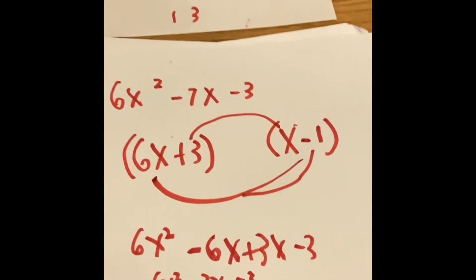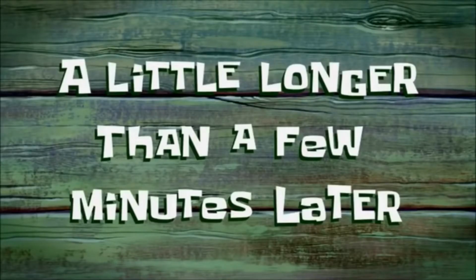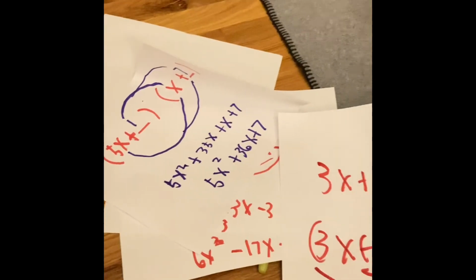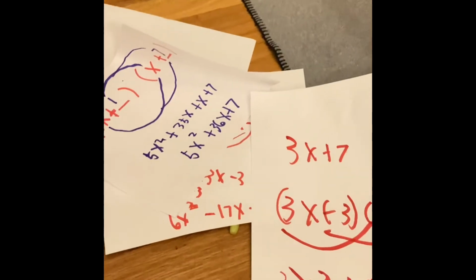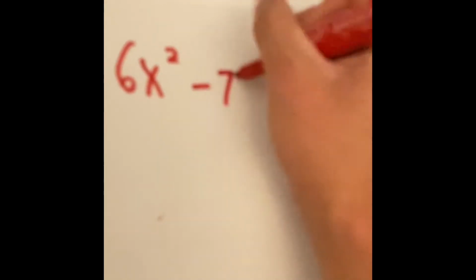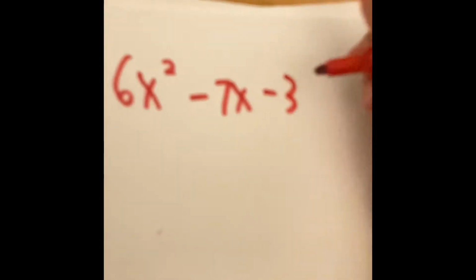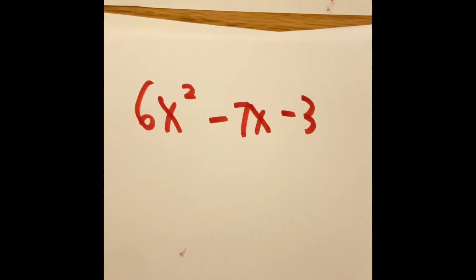Let's keep moving forward. A few minutes later, a little longer than a few minutes later, 2 hours later, 3 days later. This trial and error takes up a lot of time because doing this actually makes it feel like a long time. Sometimes it will take like 10 or 15 tries to get the two binomials. But going back to the original problem, 6x squared minus 7x minus 3, maybe we have to change things up a bit.